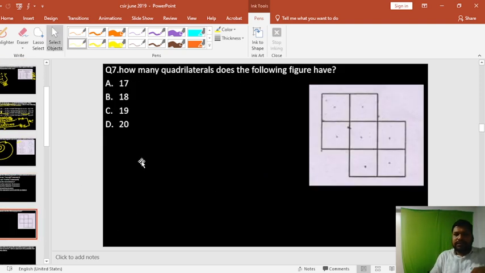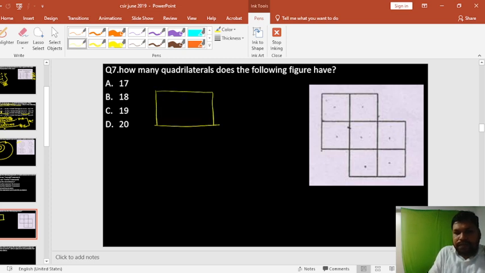Now, next question. How many quadrilaterals does the following figure have? See, if the square is like that, a 2 cross 2, the quadrilateral means it contains the squares and rectangles. So in that, how many quadrilaterals are there? 1, 2 and 1, 2. Count it like that and then you multiply: 1 plus 2 into 1 plus 2. You'll get 9. There are 9 quadrilaterals.